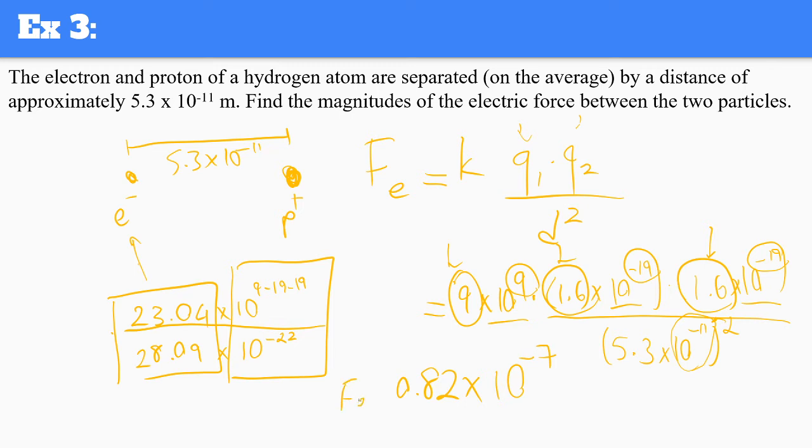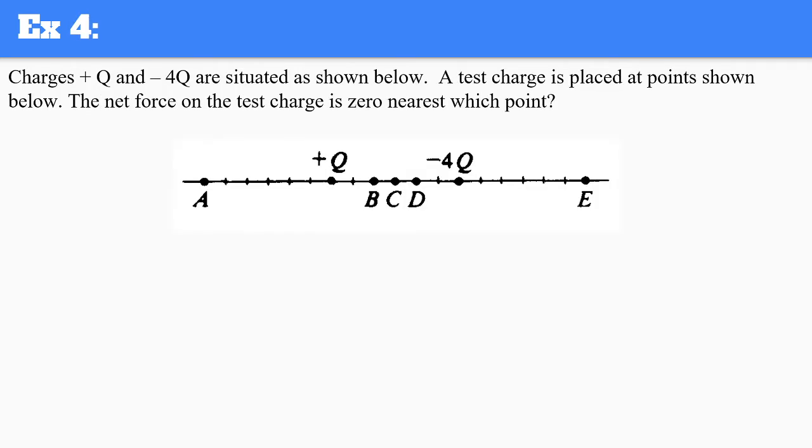So our force in between proton and electron, if the distance in between them is that close, the force is, as you can see, pretty small, because it's 0.82 times 10 to the power of negative 7. So that's how we do the math in between them. Do the numbers separately, do the powers separately, and then you will be able to find the answer.